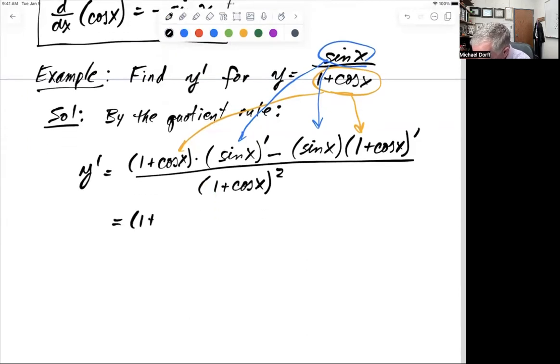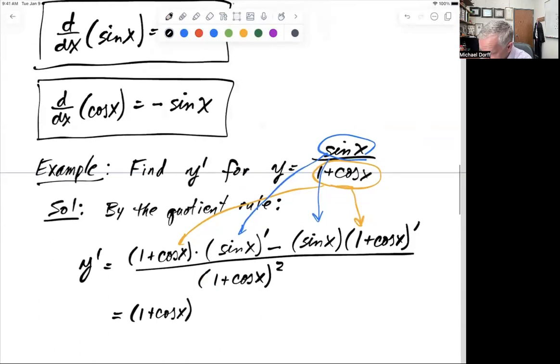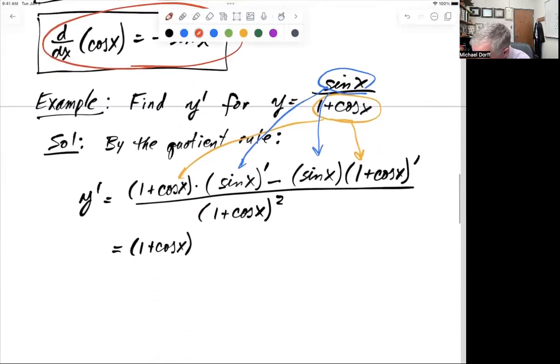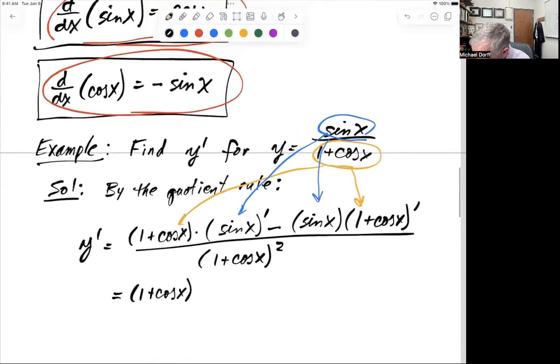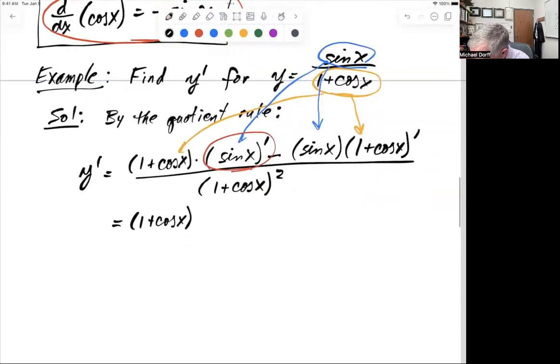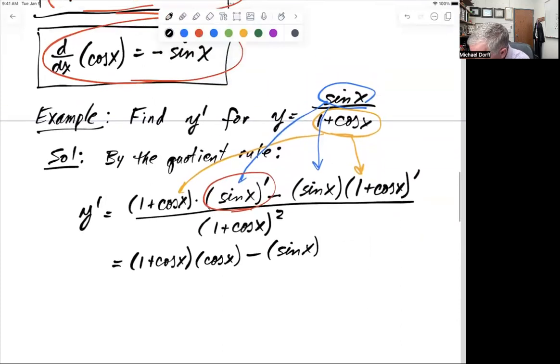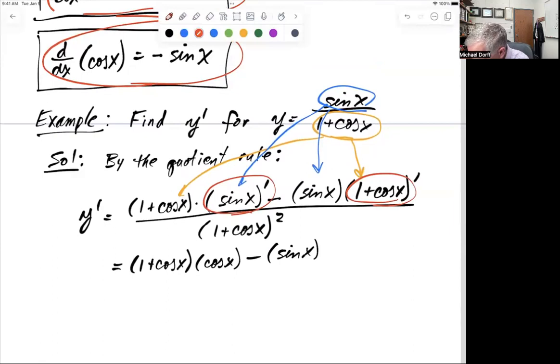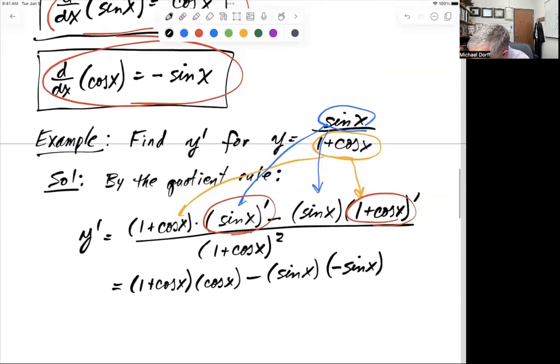Now we'll take the derivatives using the ideas that we just did today, the derivative of sine and the derivative of cosine. We're going to use those in here. So what do I have? I have the derivative of sine, and we know the derivative of sine from above was cosine x. And now I have the derivative of 1 plus cosine. Well, the derivative of 1 is 0. And then I have the derivative of cosine, which was negative sine x. Remember the negative sign there. That comes from up there.